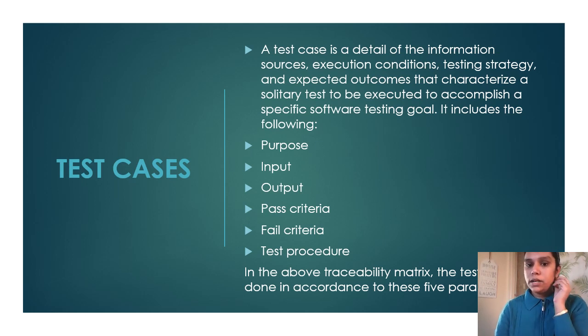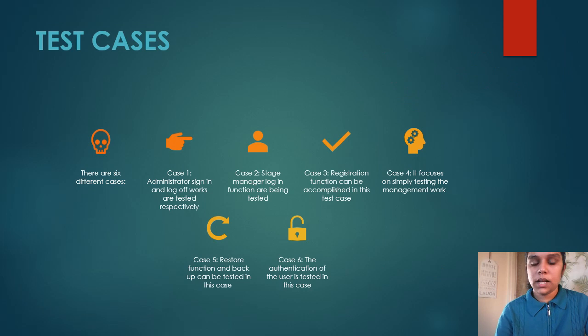This includes certain things which come in a list, as it says in the slide. The first one is the purpose, the next one is the input, and then it moves forward to the output. Then there has to be a pass criteria or a fail criteria for a certain thing, and the last is the test procedures. In our report, we gave details about all of these while working on the assignment. While working on the assignment, we came to work on three different cases.